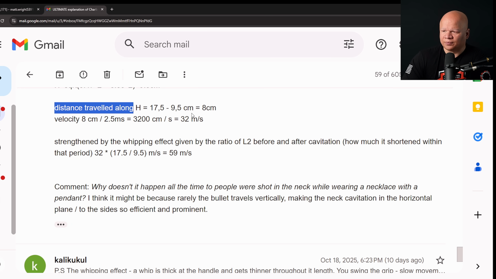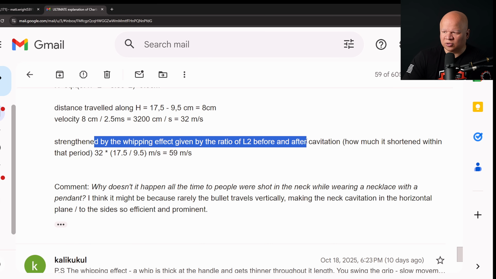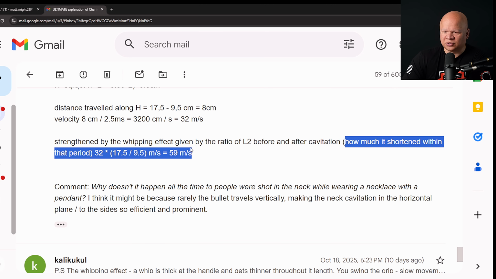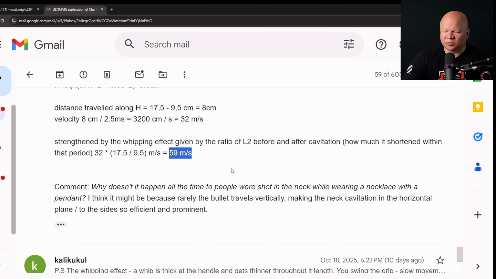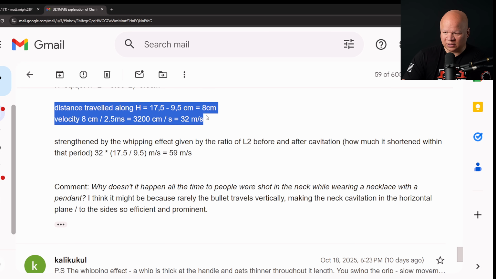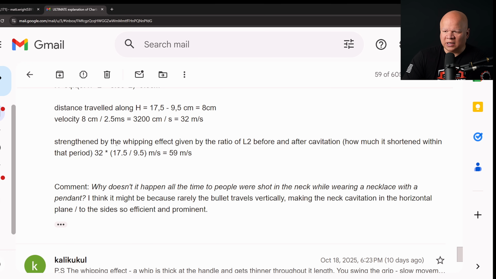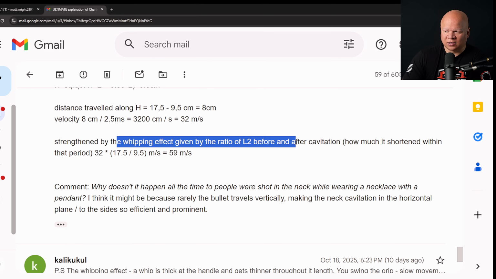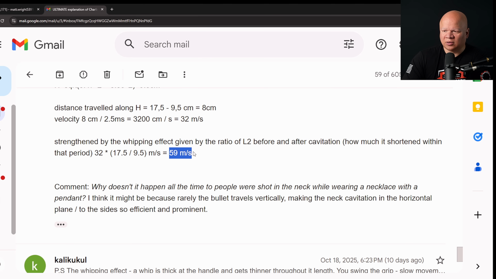So distance traveled about 8 centimeters, velocity 32 meters per second, strengthened by the whipping effect given by the ratio of the L2 before and after cavitation. In other words, how much it shortened within that period, about 59 meters per second. Now, he or she was saying earlier that it would take 40 to 50 meters per second to pierce human flesh, or to pierce the neck. Based on the estimation of the distance traveled and the cavitation happening within 2.5 milliseconds, the whipping effect from the chain would make it 59 meters per second in their estimation.